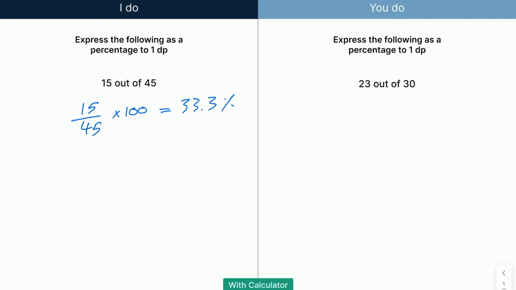Okay. So hopefully you've pressed pause and had a go at the example on the right. So we're going to write that as a fraction and we're going to times that fraction by 100. Now if I use my calculator, 23, divide that by 30, times that by 100, I end up with 76.7% to one decimal place.